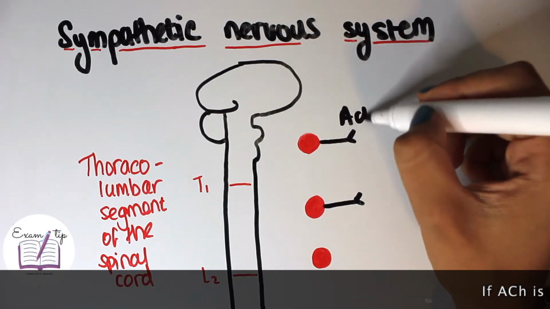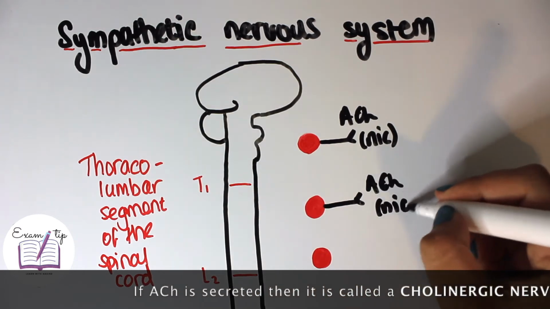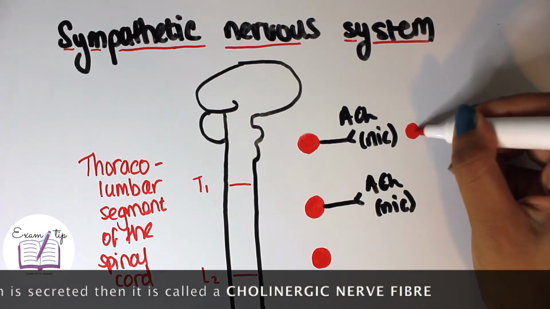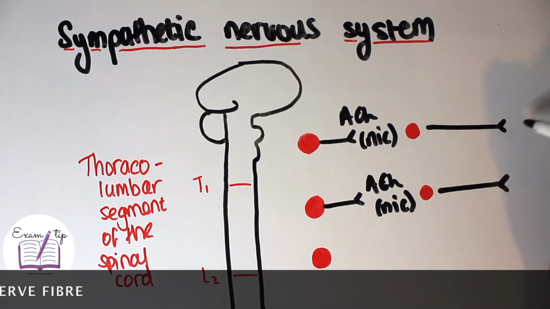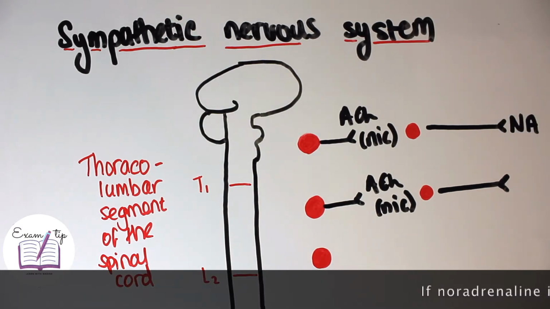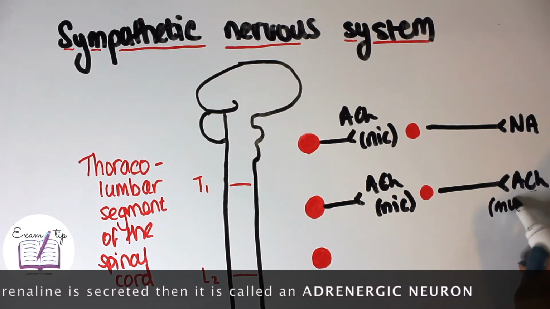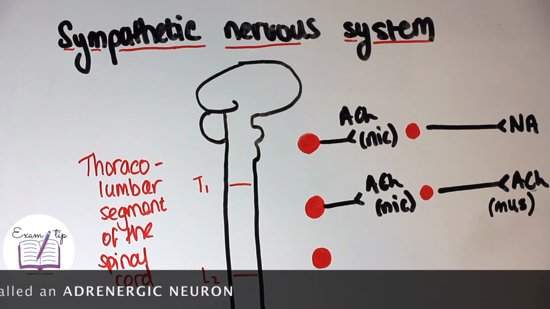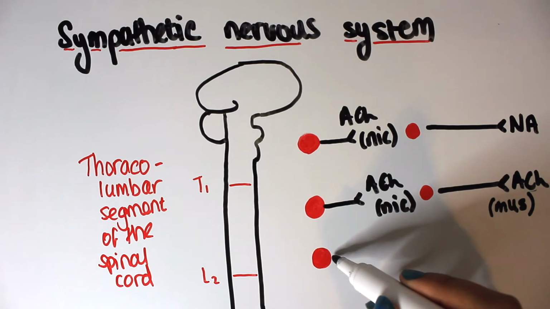So the presynaptic ganglion secretes acetylcholine. If it secretes acetylcholine, then they're called cholinergic nerve fibers. This will then act on nicotinic receptors on the postganglionic neuron and then cause it to release noradrenaline. And as noradrenaline is released, then it's called an adrenergic neuron. However, the postganglionic neuron can also secrete acetylcholine again, and it's called a cholinergic nerve fiber again. However, this time it acts on muscarinic receptors instead of a nicotinic receptor.